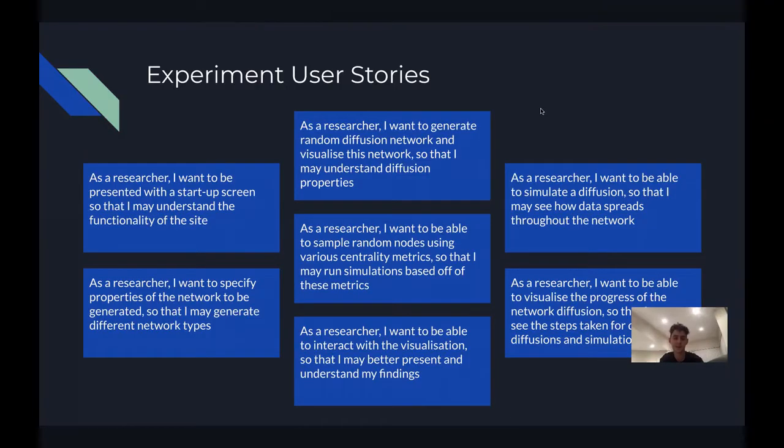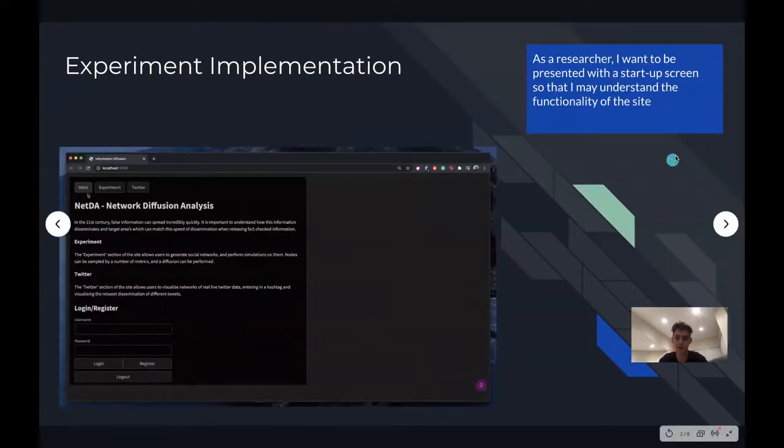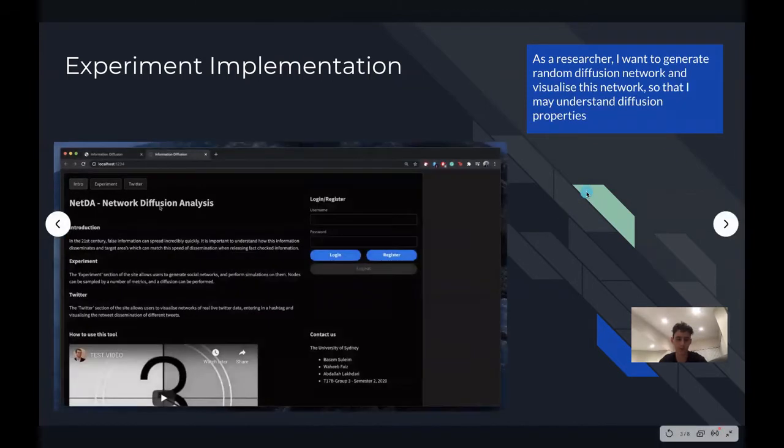These are the user stories which relate to the experiment side of the site. We're going to go through each user story individually alongside the implementation for that story. The first story is researchers want to be given a startup screen where they're presented with information and understand the functionality of the site. As you can see, we've got a nice startup page here that walks them through that.